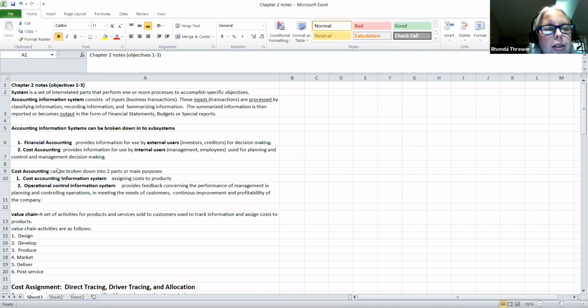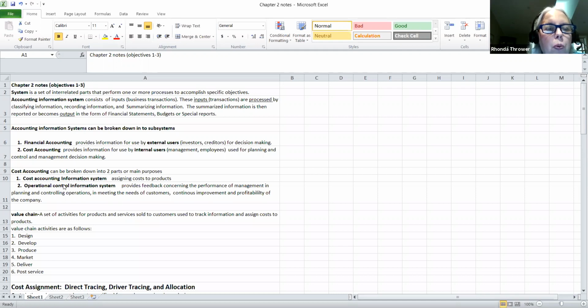Cost accounting then can actually be separated into two main purposes. And as you know, this course is cost accounting. This is definitely something that we're going to be learning about. The cost accounting information system is going to show us how to assign costs to products.